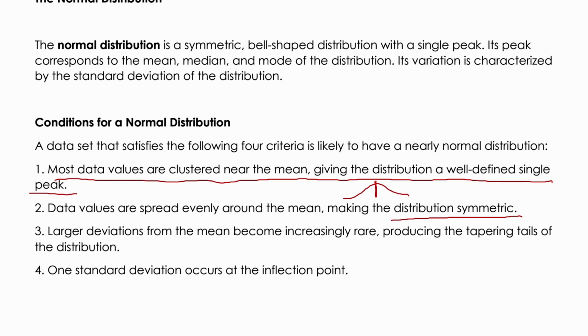Larger deviations from the mean become increasingly rare, producing tapering tails of the distribution. That's our third condition. And what we mean by that is where most of the data is in the center, there's some rare values off to each side that create these tails. And then the last condition of a normal distribution is that one standard deviation occurs at the inflection point.